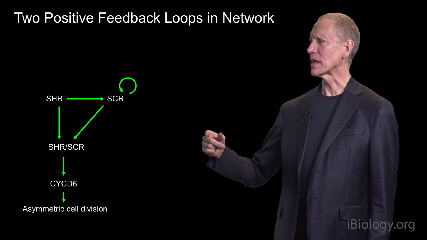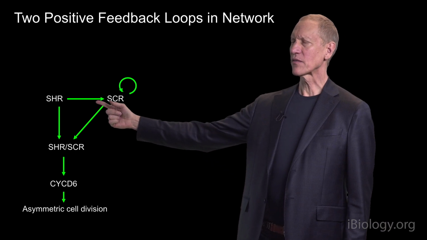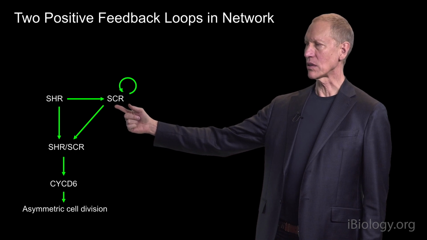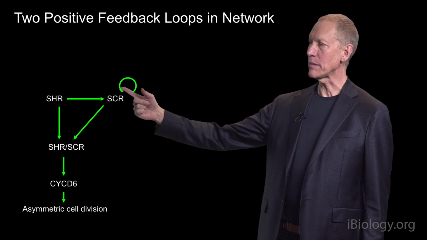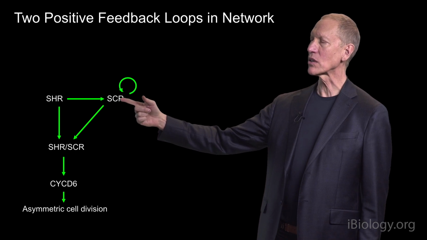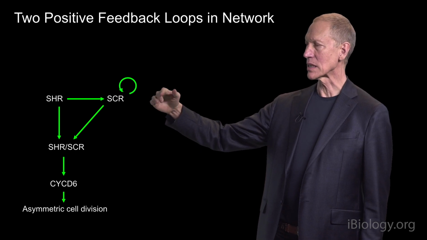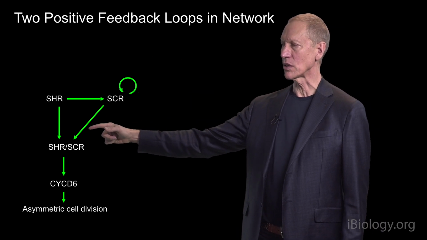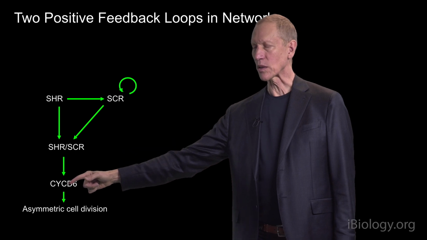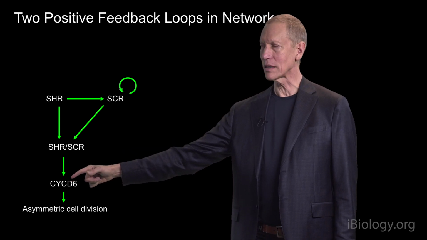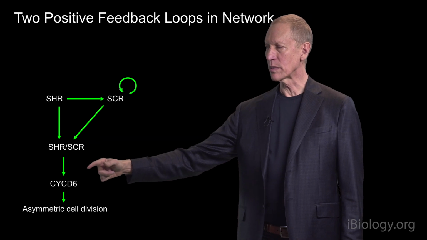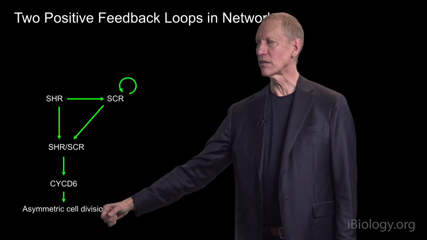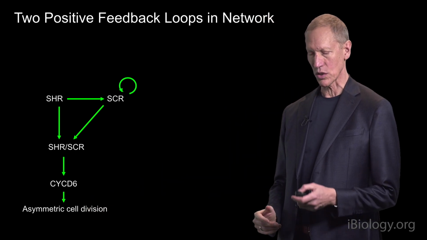So what I've told you is that SHORTROOT comes from the vascular tissue, physically moves to the next layer, interacts with SCARECROW. That causes a positive feedback loop to be made. The more SCARECROW that's made, the more is made. So this is an exponential increase in SCARECROW. I also told you that SHORTROOT and SCARECROW together interact with a promoter of this D-type cyclin. This is a feed-forward loop, making the cyclin, which then, as I've shown you, is critical to get that second asymmetric cell division to occur.